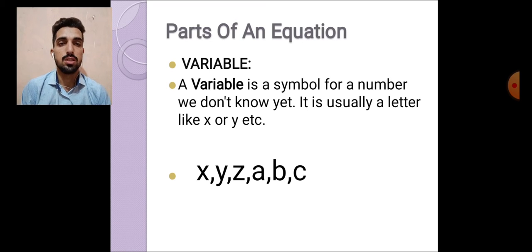Parts of an equation: variable. A variable is a symbol for a number we don't know yet. It is usually a letter like x or y, and so on: x, y, z, a, b, c.